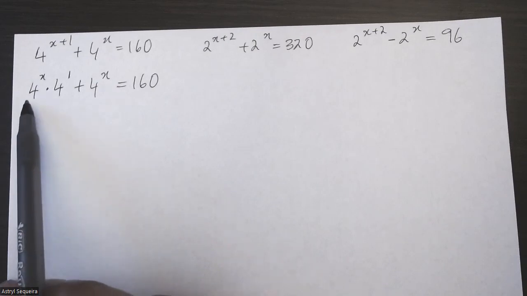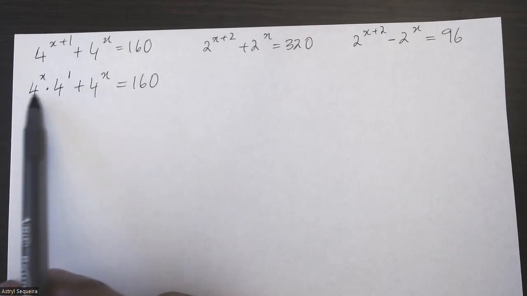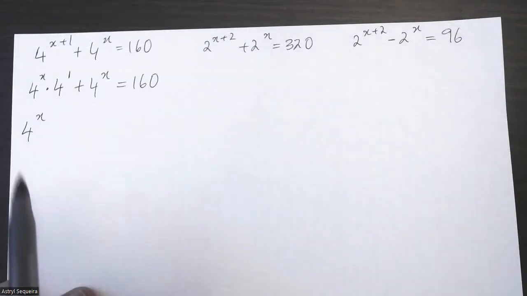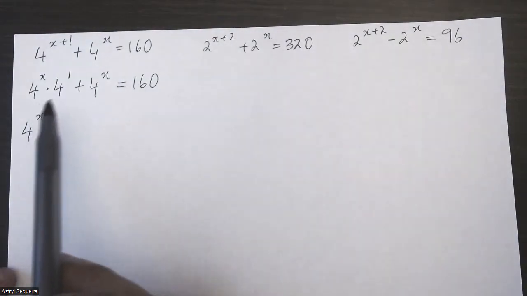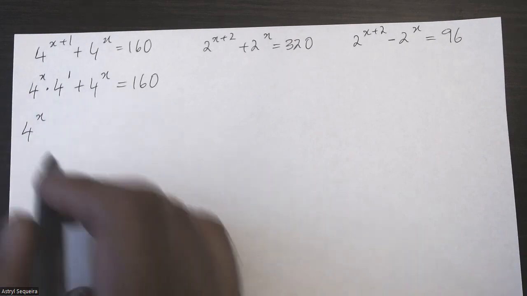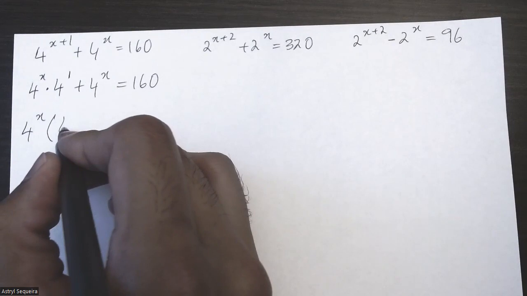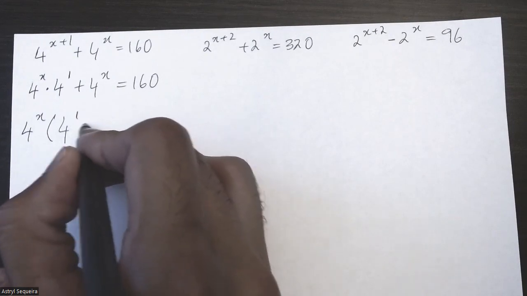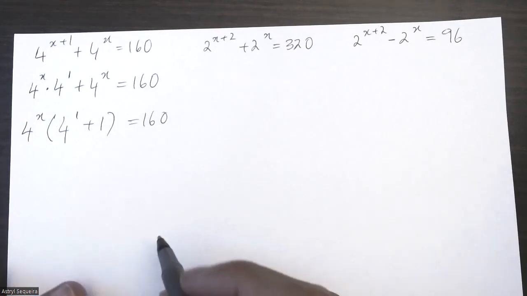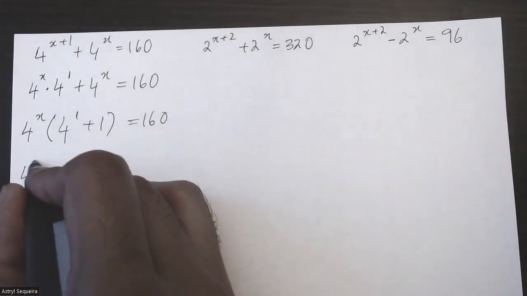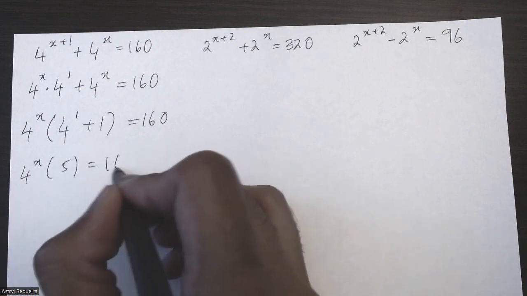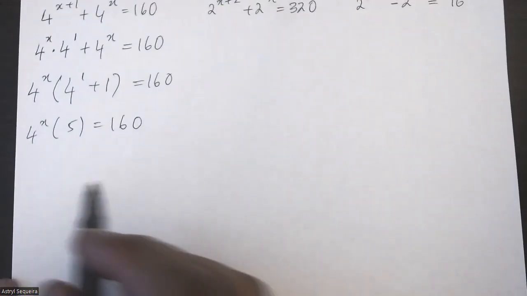Next, you want to common factor out 4 to the power of x, and this common factoring is what is going to combine the two exponents with x. And I'm just left over here with 4 to the power of 1 plus 1 equals 160. And simplify this, 4 to the power of 1 is just 4, and 4 plus 1 is 5. And now I can solve for x.